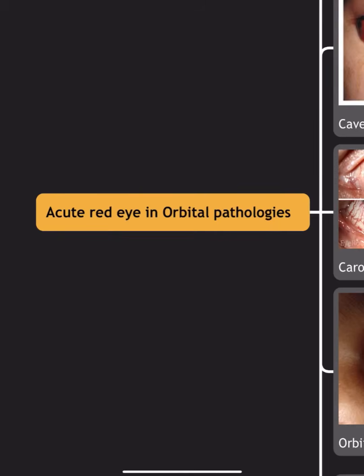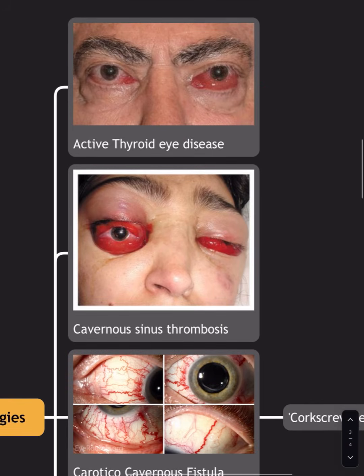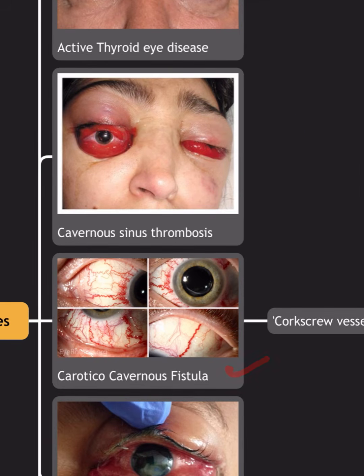Let us understand the differential diagnosis of a patient presenting with acute red eye in orbital pathologies. There are five important differential diagnoses. The first is the active thyroid eye disease, which is the most common. The second is going to be cavernous sinus thrombosis. The third is the keratico-cavernous fistula.